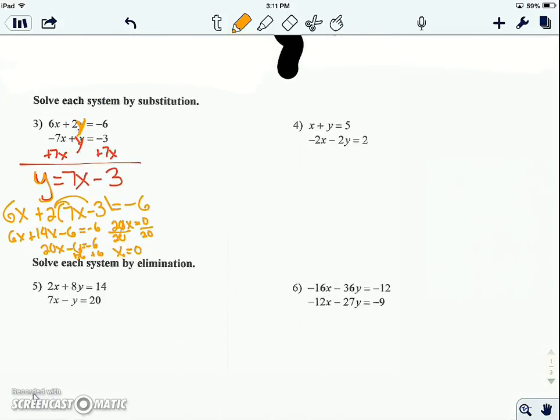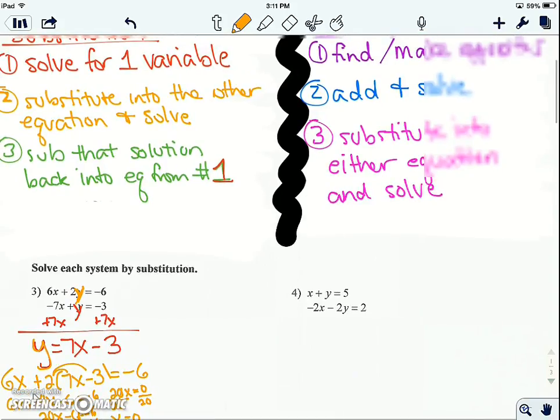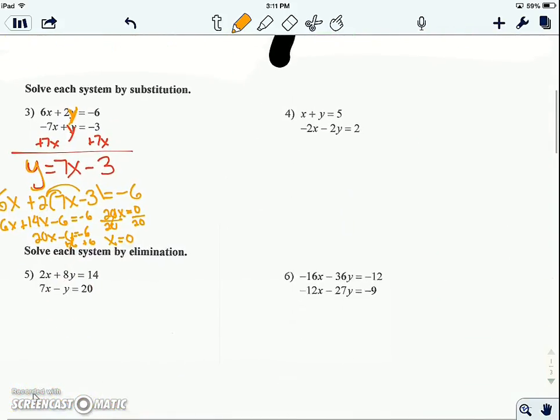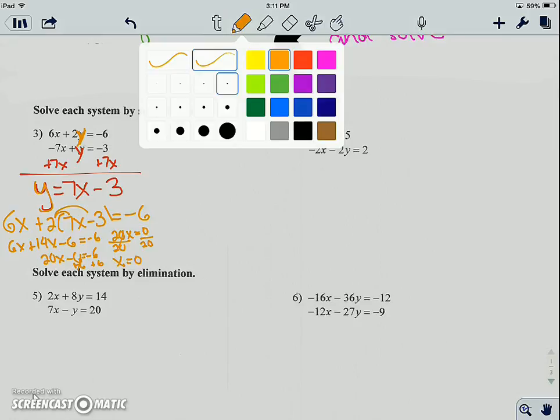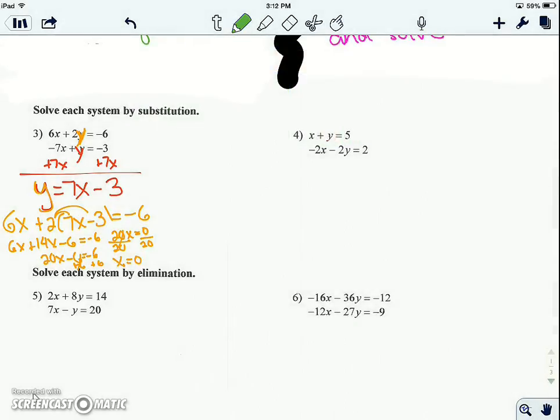So now I go to the next step. Step 3 says substitute that solution back into the equation from number 1. So we have x equals 0, and this is our equation for number 1. So y equals 7 times 0 minus 3. So in this case, y equals negative 3.